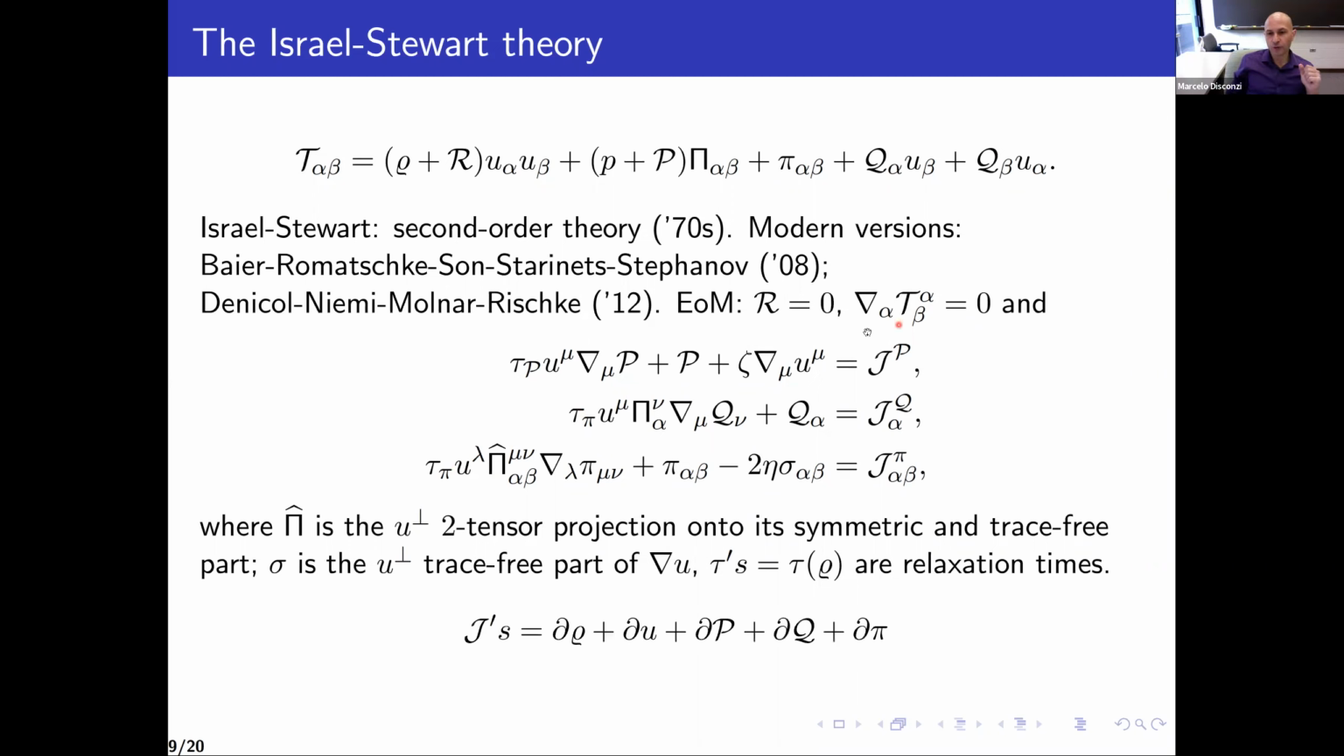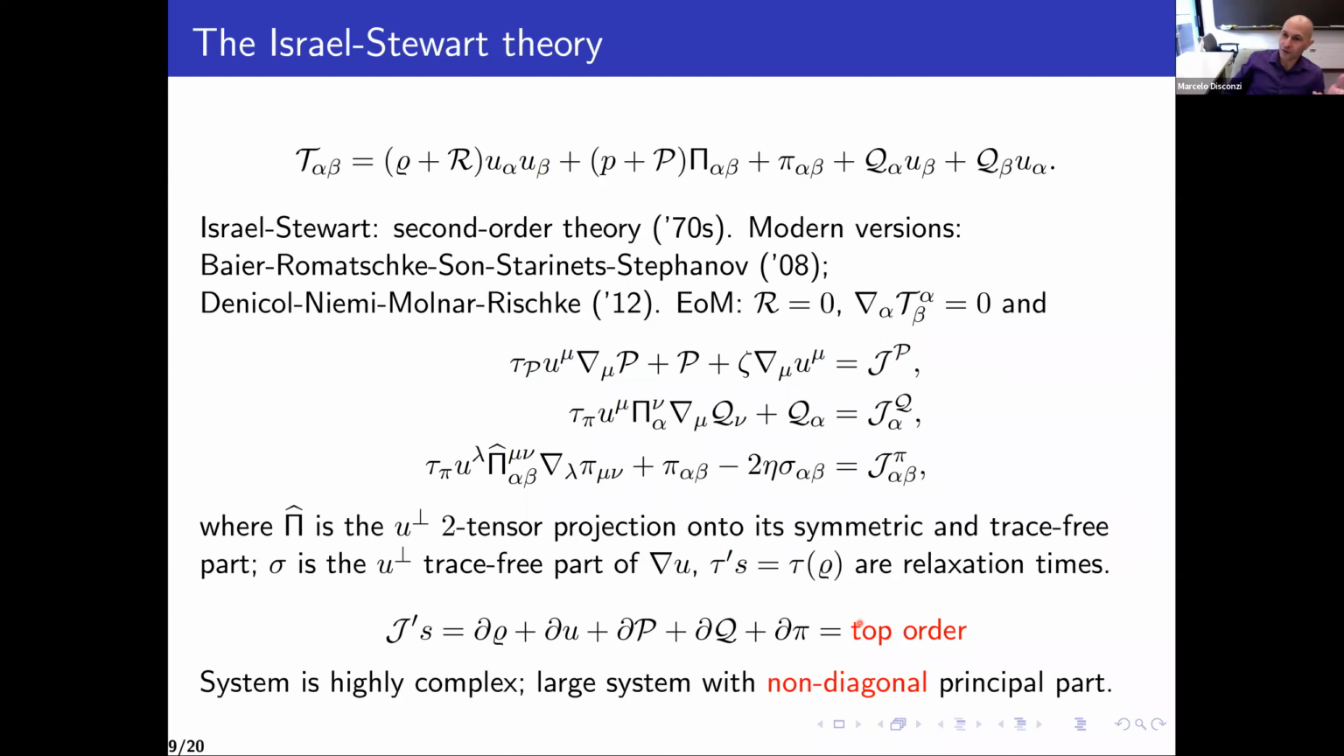Now, in these equations, I'm not writing all the terms. There are some source terms here on the right-hand side that I'm writing symbolically, but in principle, they can depend on all the first-order derivatives of the variables. And because this is a first-order system, all these terms are top-order from a PDE point of view. So what this means is that the Israel-Stewart equations are a highly complex system. They're going to be a large system. How large? Typically it is going to be 26 by 26, 26 equations for 26 unknowns, if you include all the fields, with non-diagonal principal part. So it's a really complicated system to analyze mathematically.